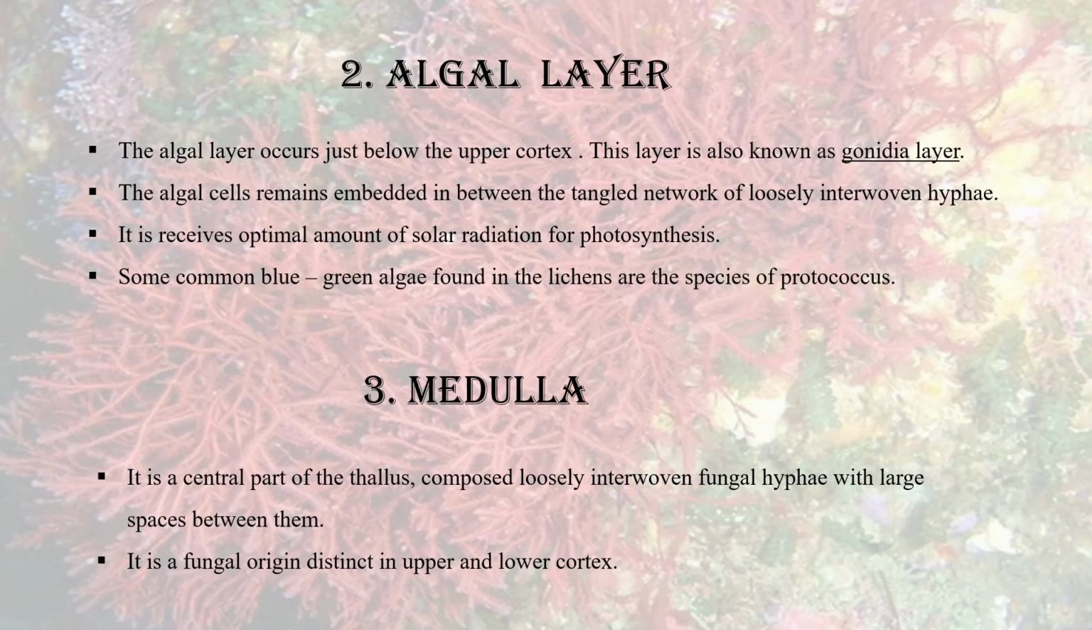The second layer, the algal layer. The algal layer, otherwise called the gonidial layer, is present below the upper cortex. The algal layer is composed of loosely interwoven hyphae. It receives an adequate amount of solar radiation for photosynthesis. Some common algae found in lichens are species of Protococcus.